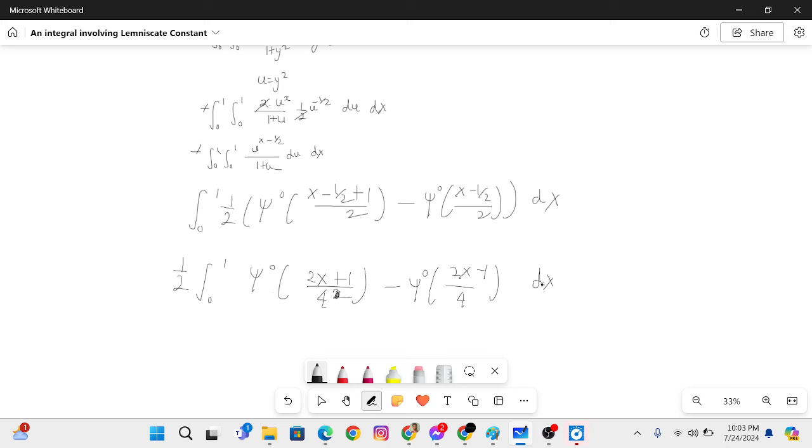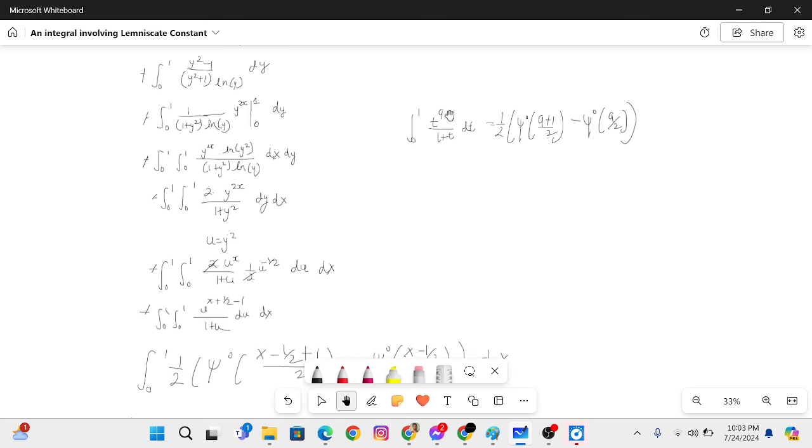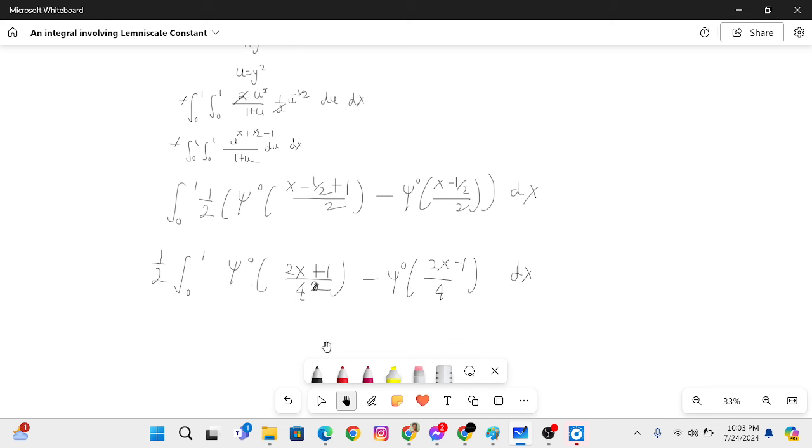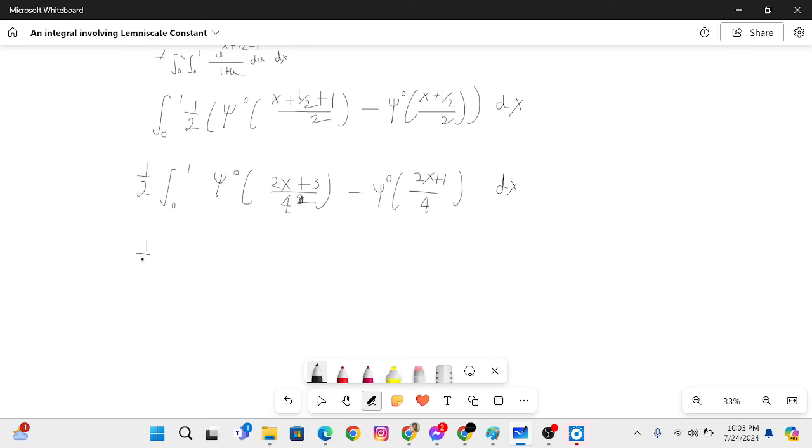Am I correct? Let me check. Doesn't seem so. Oh wait, this is actually x plus 1 by 2 minus 1. Yes, and here we need to have q minus 1, so x plus 1 by 2 is actually the q. Therefore, we have plus 1 over here. So now this is 2x plus 3 actually, and this is 2x plus 1. Okay, now it looks good. Now this is just 1 by 2 integral from 0 to 1, digamma of x by 2 plus 3 by 4 minus digamma of x by 2 plus 1 by 4, and dx.